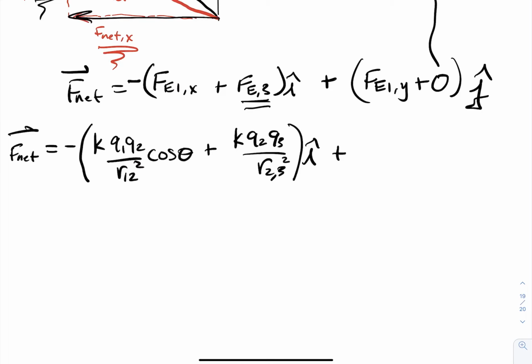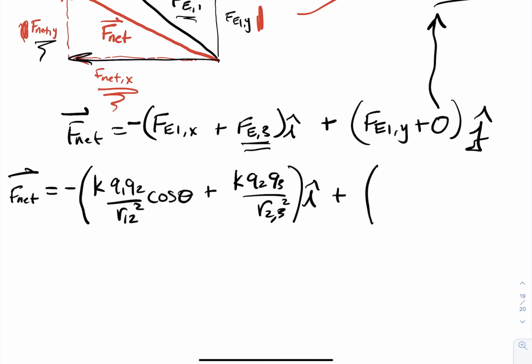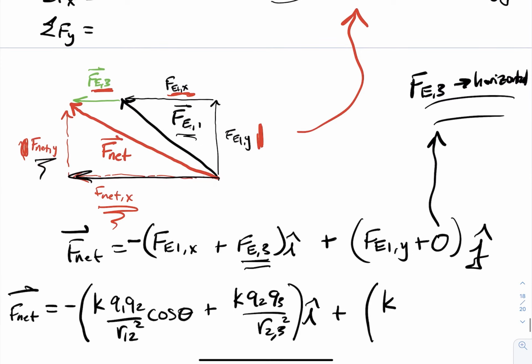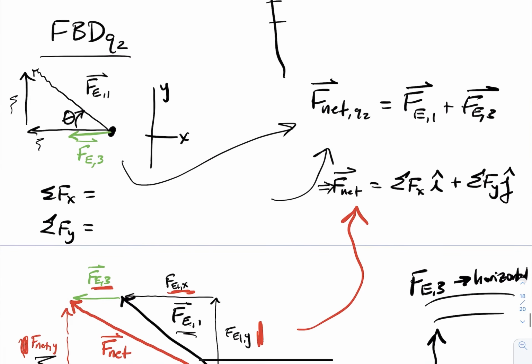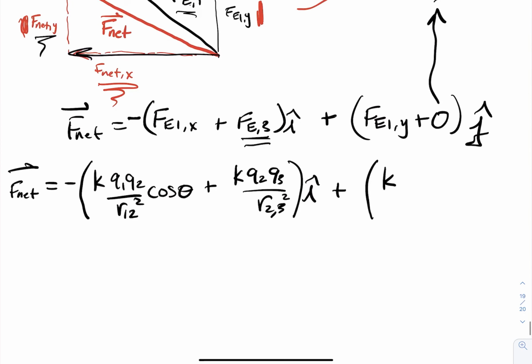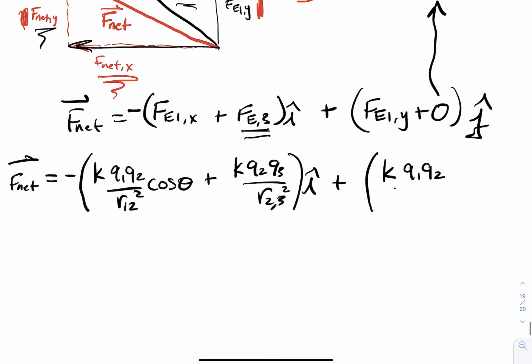And we're going to add in the y direction, we have Fey, we have sine theta, and it's the force between 1 and 2 still. So we have Q1, Q2 over R12 squared, but now we're looking at the y component, which was opposite, so we have sine theta in the y direction.